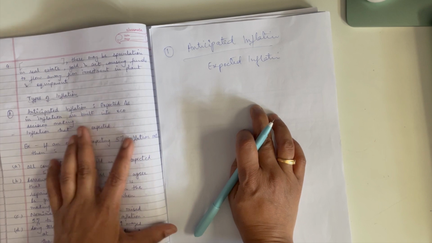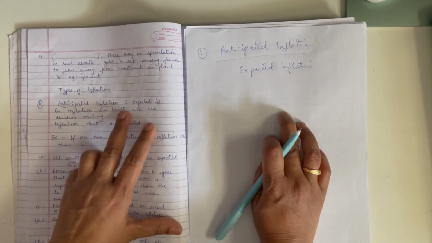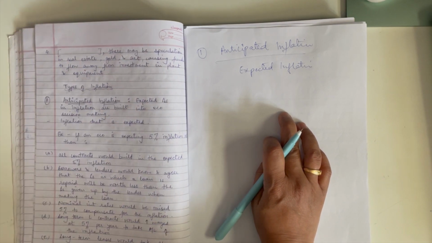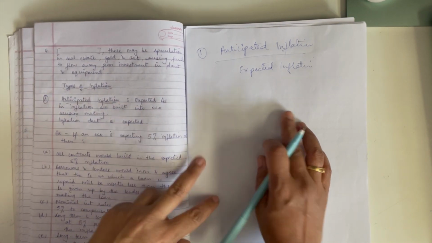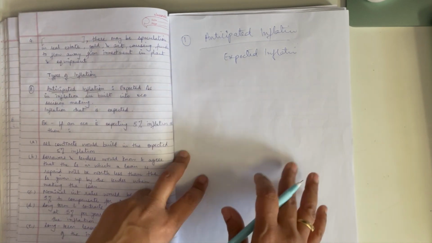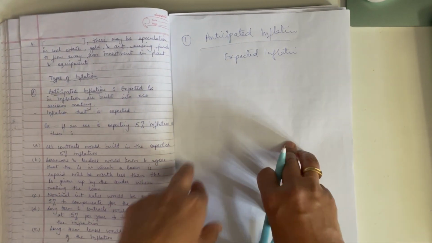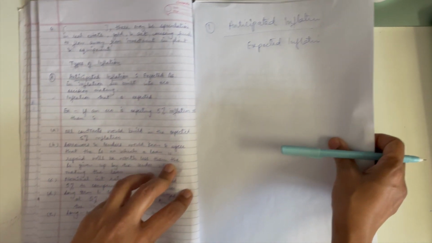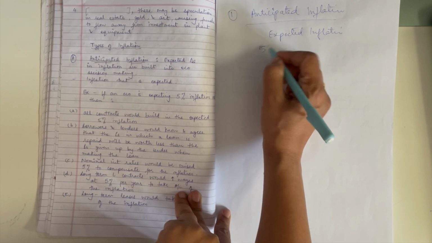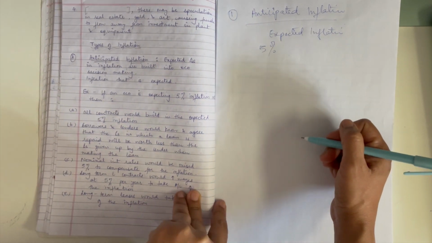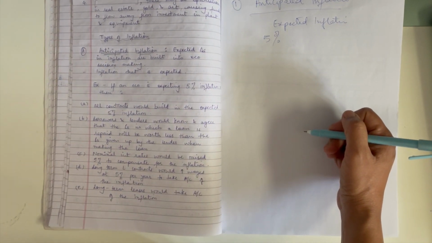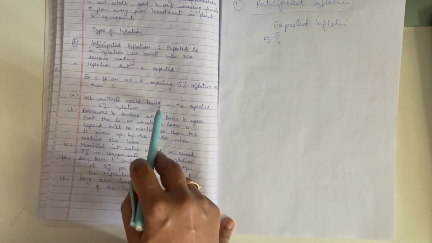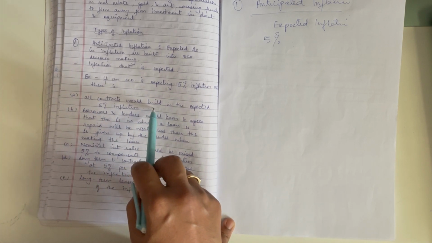So expected changes in inflation are built into economic decision making. So what does it mean? It means that if you are aware of the inflation, if you know that this much inflation is expected, as I'll show with an example, let's say there is a 5% expected inflation in the economy. Then how will the economy move? How will economic decisions be taken? All contracts would build in the expected 5% inflation.